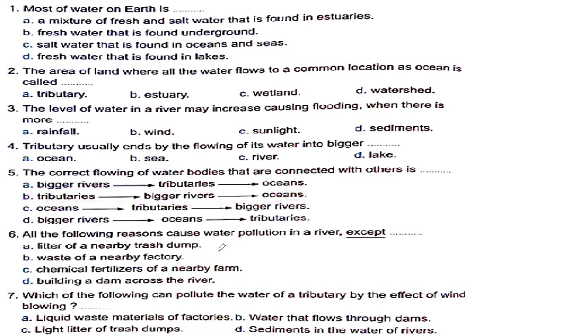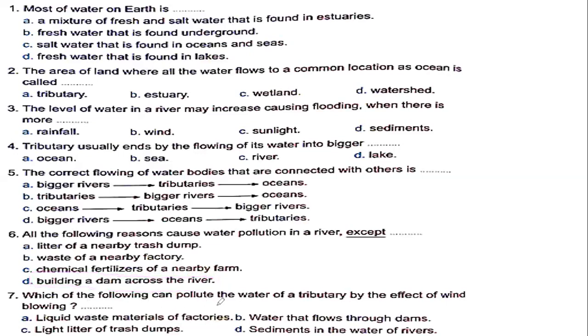All the following reasons cause water pollution in a river except... So which one doesn't cause pollution? Building a dam. We said building a dam across a river just affects the amount of water.